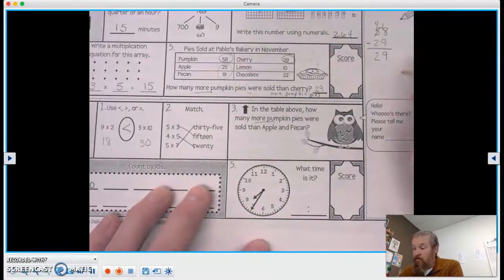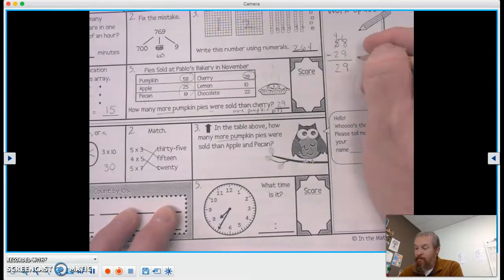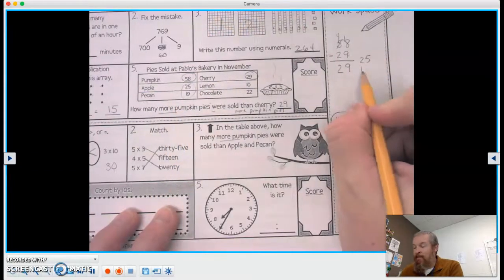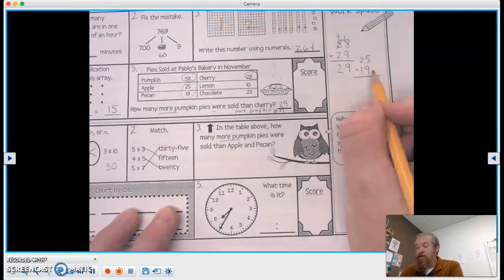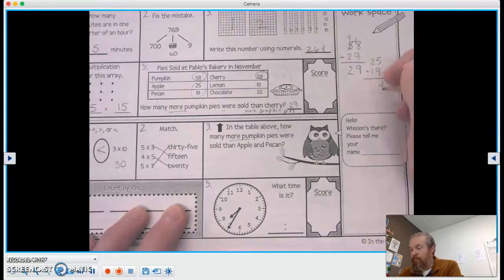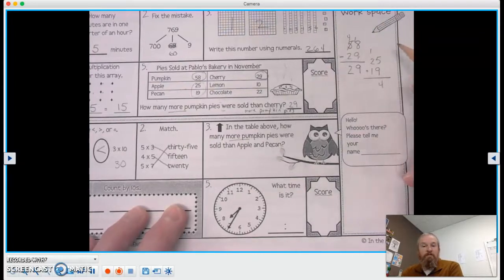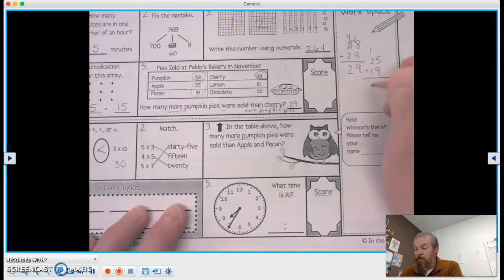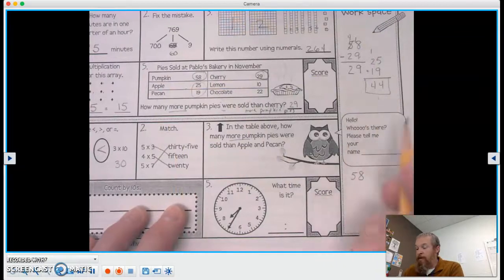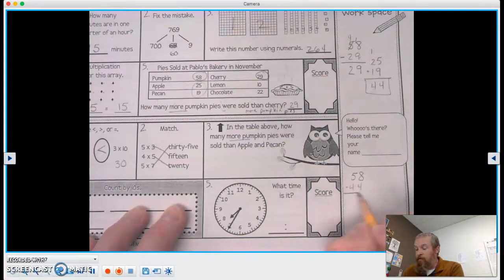So let's say 25 plus 19. So 9 plus 5, 14. 1 plus 2 plus 1 is like 2 plus 2, which is 4. And now we're going to compare this number with the pumpkin pie, which is 58. So we'll do 58 minus the 44.